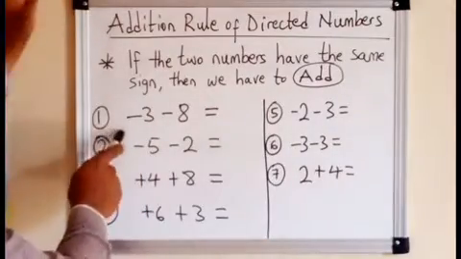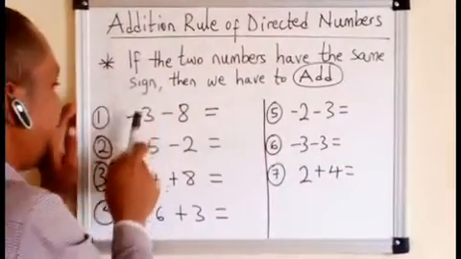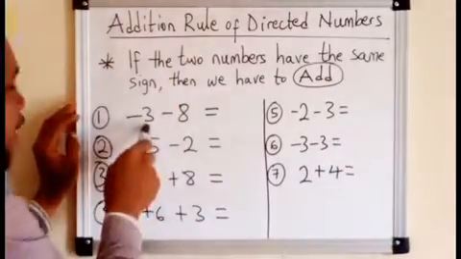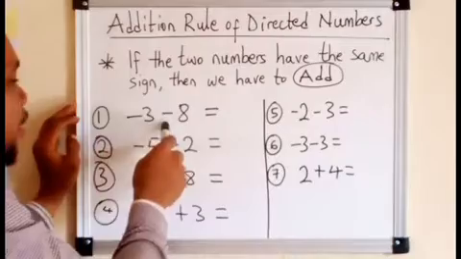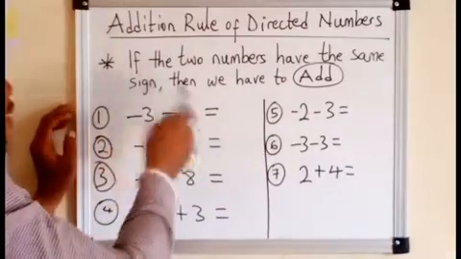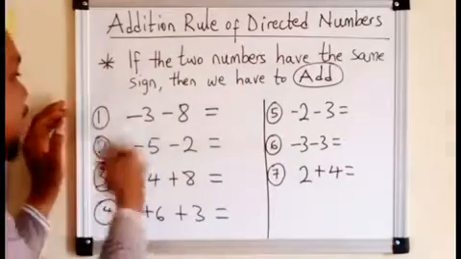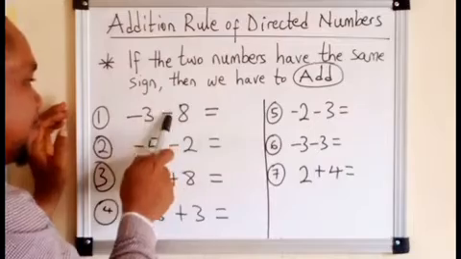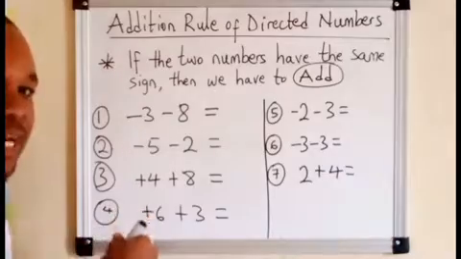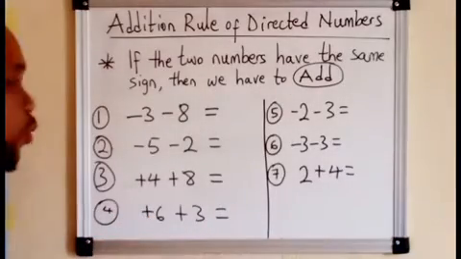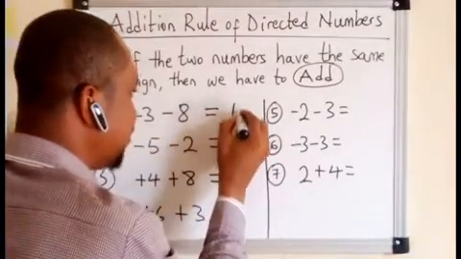Look at number 1. In number 1, you can see that we have minus 3, minus 8. 3 has a negative sign. 8 has a negative sign. So both 3 and 8 have the minus sign. Since 3 and 8 are carrying the same sign, this is minus, this is minus, we are free to add them together. So it qualifies as the addition rule. It passes the test of the addition rule. So we are free to add 3 plus 8. So 3 plus 8 equals 11.